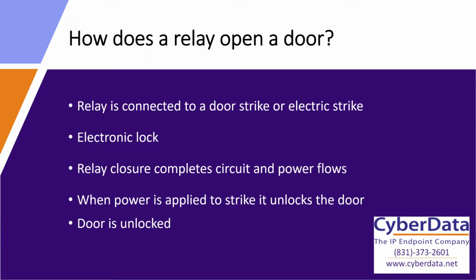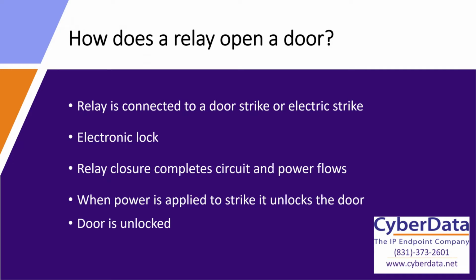So a relay is going to be connected to something like a door strike, commonly referred to as an electric strike, basically an electric lock that's going to keep that door shut. And when the relay contact closure actually goes through, as we just saw in our last slide, when magnetism occurs, magic happens, and that circuit is connected, we've got a complete circuit. And that allows power to flow through that circuit where the relay is. And that power then goes and energizes that door strike, the electric strike, the electronic lock.